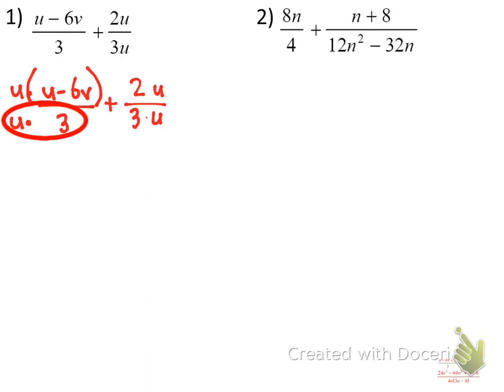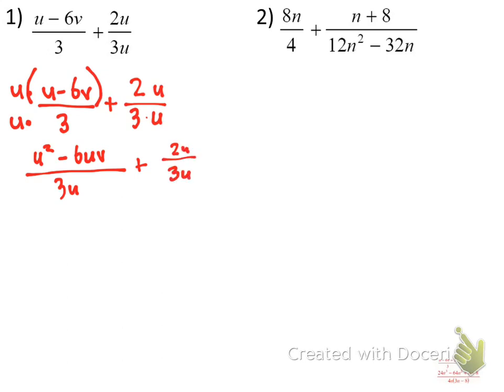Alright, so now, if I look at my denominators, I think I'm ready to move on. I have a u times 3, which should be 3u. And this one's 3 times u, which is 3u, again. Okay, so we have the lowest common multiple, or lowest common denominator. Then we multiply across. So we have u times u is u squared. So we distribute. u times negative 6v is negative 6uv. And then our new denominator is u times 3, which is 3u. Bring the plus sign down. 2 times u is 2u, and 3 times u is 3u. Okay? Now we have the same denominator.